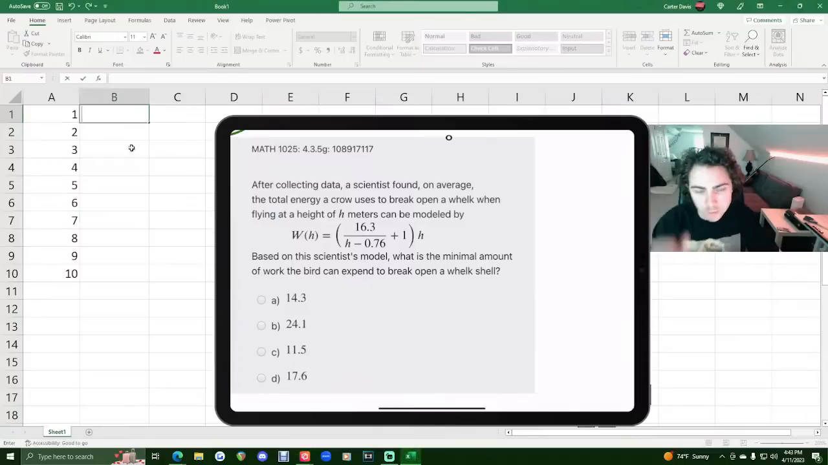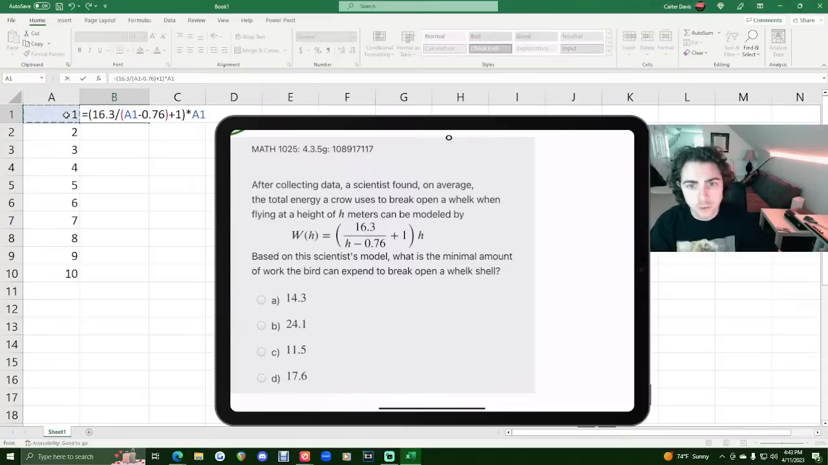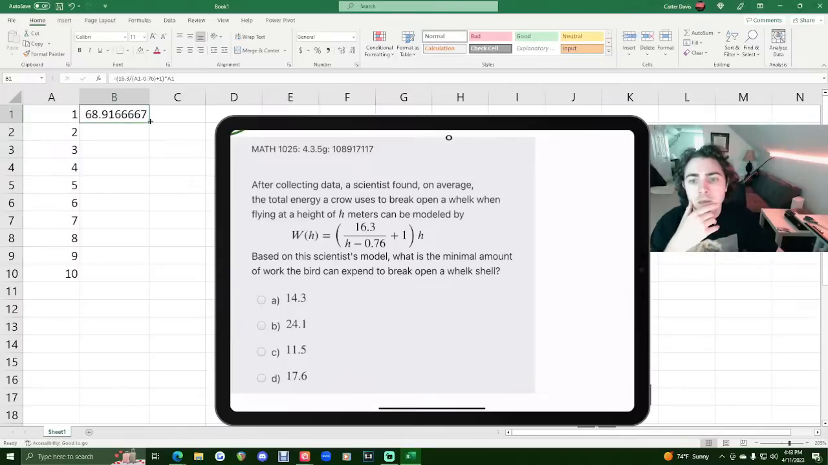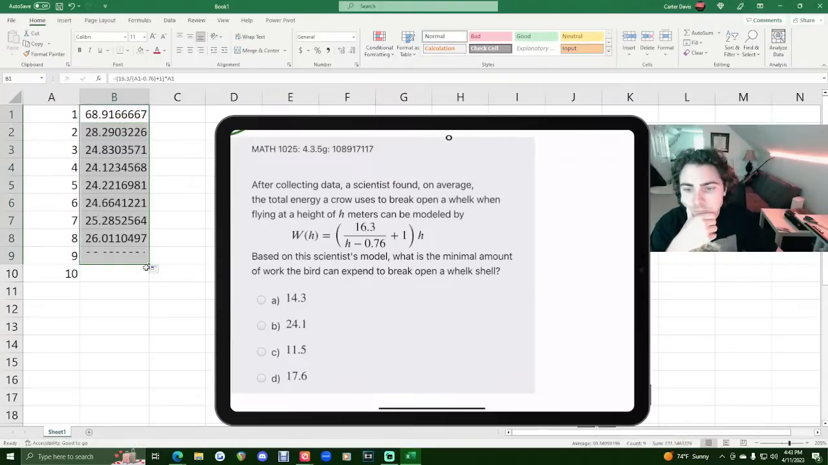Okay, so I'm going to input this function. Wherever we see h, we are just clicking on A1. So big parentheses, equals, big parentheses, 16.3 divided by h minus 0.76. So in parentheses, h minus 0.76, close parentheses, make sure to add the +1, close the big parentheses, and then multiply by an extra h. Hit enter, drag this down all the way.